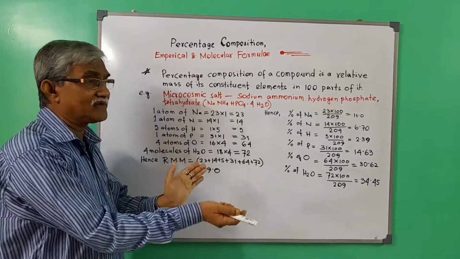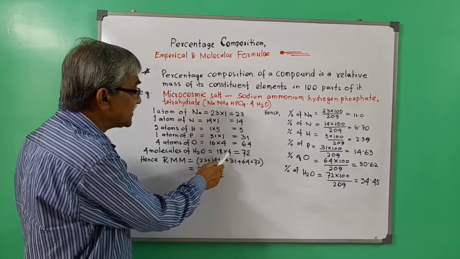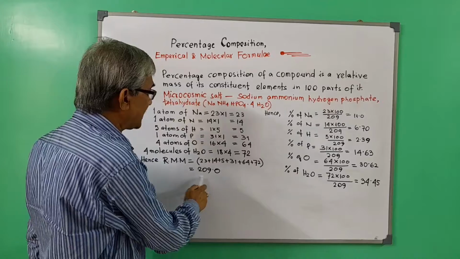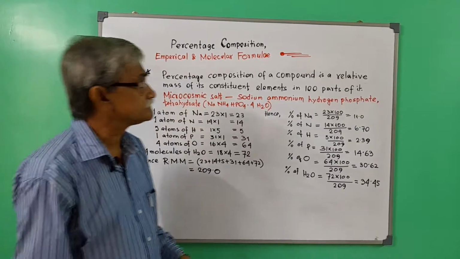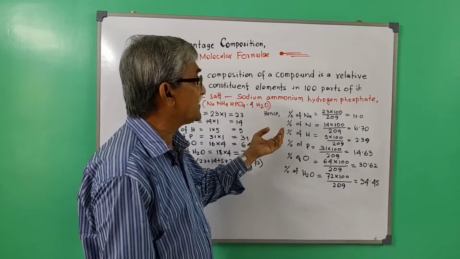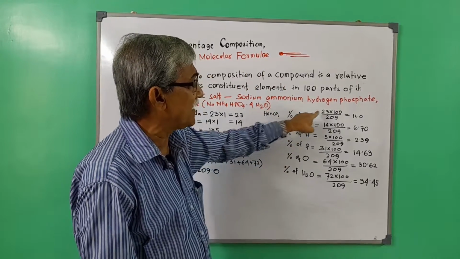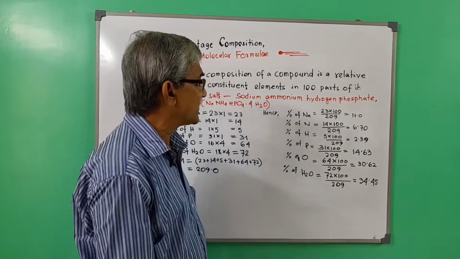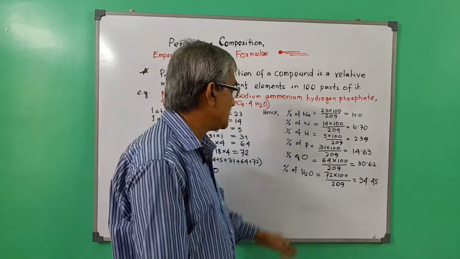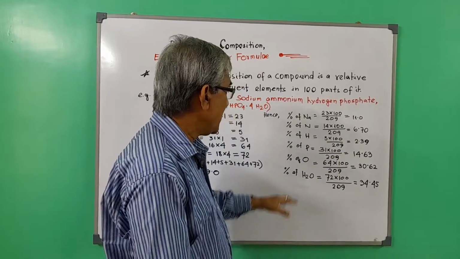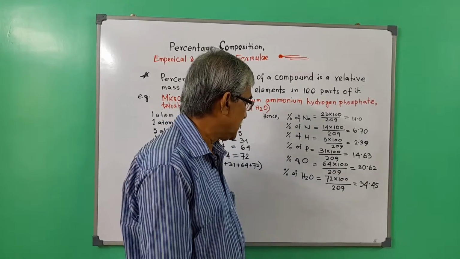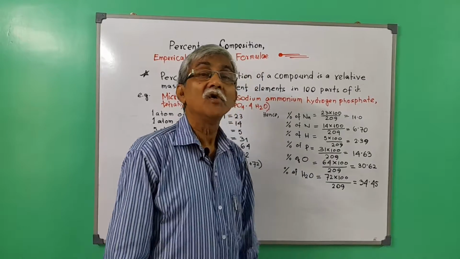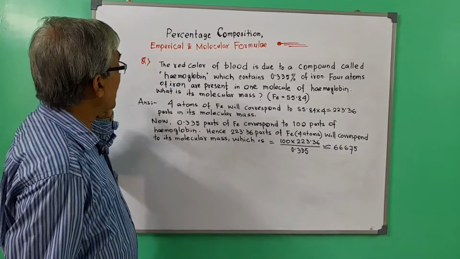And 4 molecules of water, 18 into 4, that equals 72. Hence, the relative molecular mass, you sum it all up, becomes 209. Hence, we can calculate the percentage of each constituent element, like sodium: 23 into 100 by 209 equals 11.0. This way nitrogen 6.70, hydrogen 2.39, phosphorus 14.63, oxygen 30.62, and the percentage of water molecules present equals 34.45.